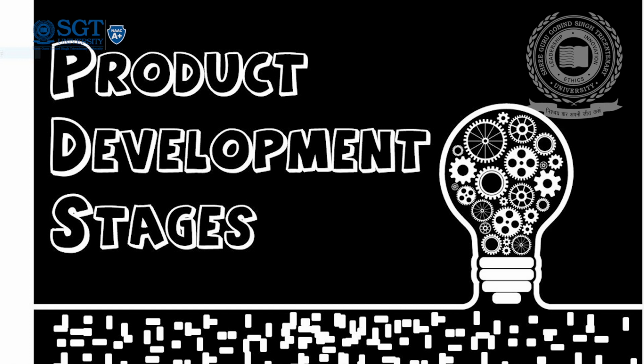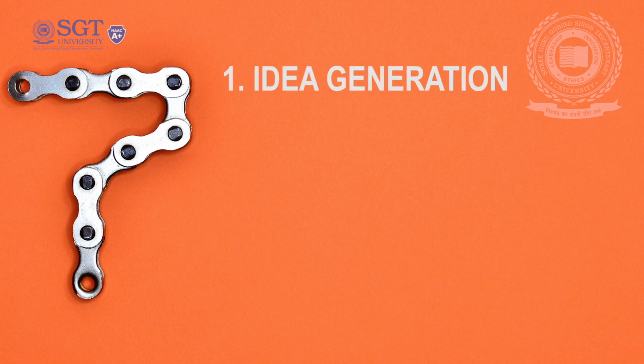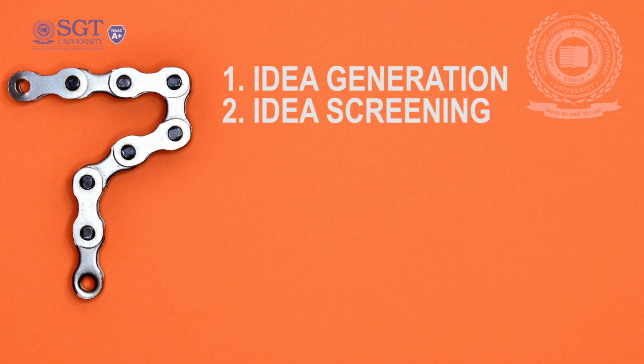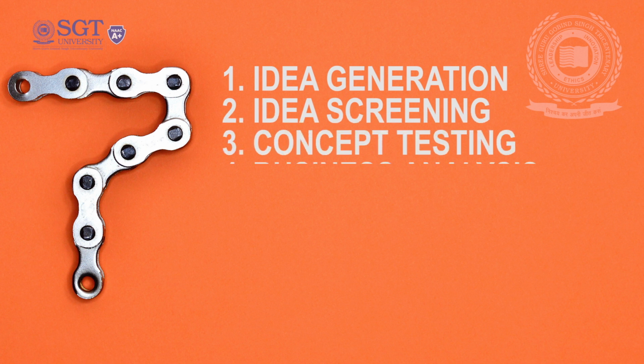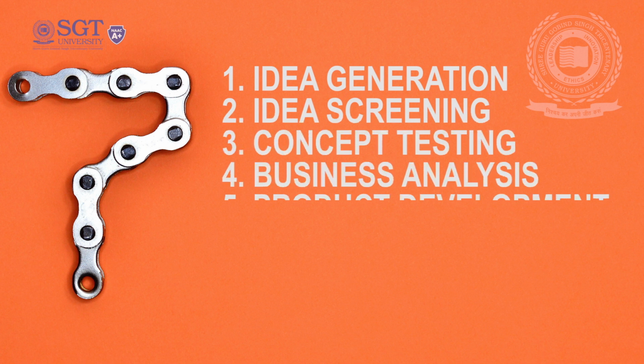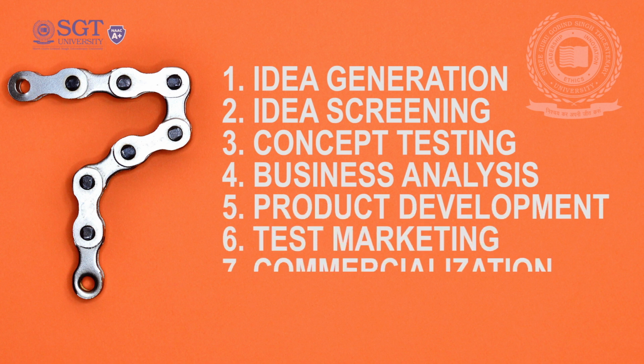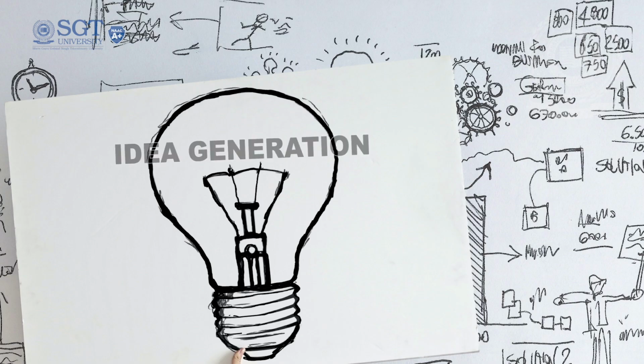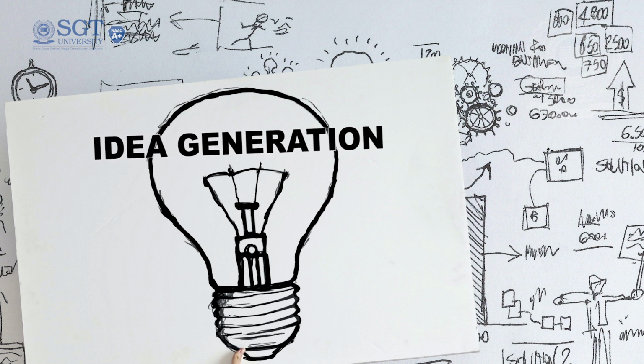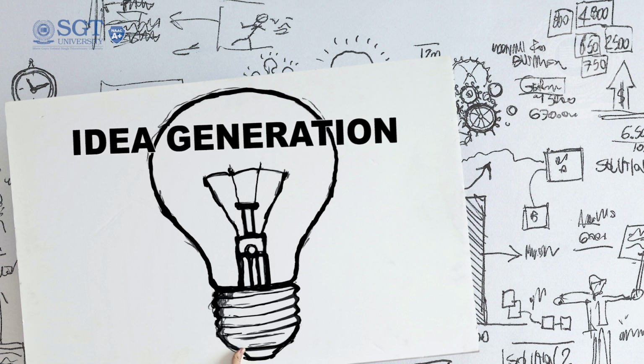It is important to come across the various stages of the development process. So these are the 7 stages of product development, namely idea generation, idea screening, concept testing, business analysis, product development, test marketing, and the last is commercialization. Don't worry, we will cover all of these one by one. So, let's start with the very first stage, that is idea generation.